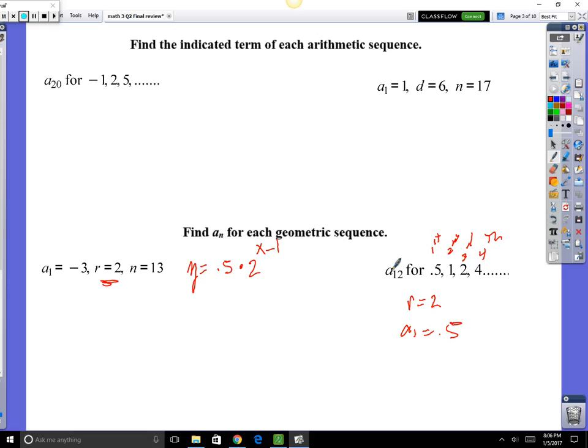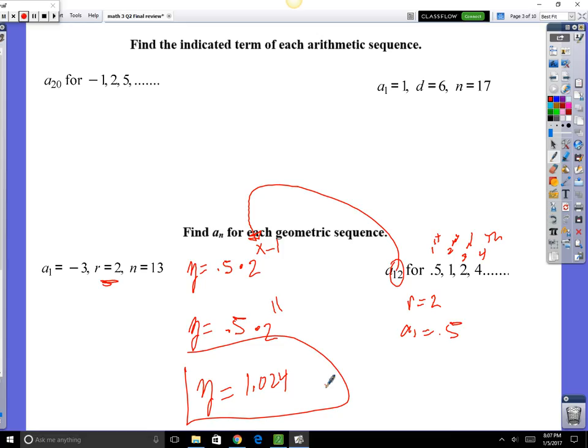And we want the 12th, so let's take 12 and plug it in there. Y equals 0.5 times 2 to the 12 minus 1, that's 11. So punch that in, 0.5 times 2 to the 11. So the 12th number in your list should be 1024.